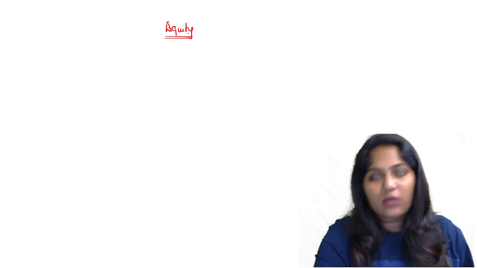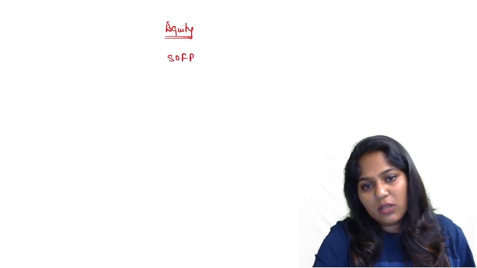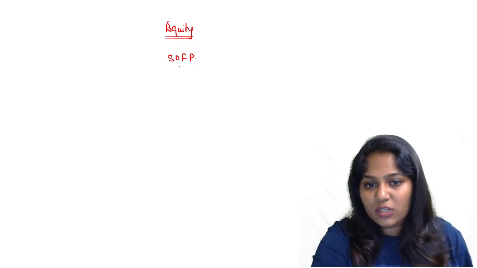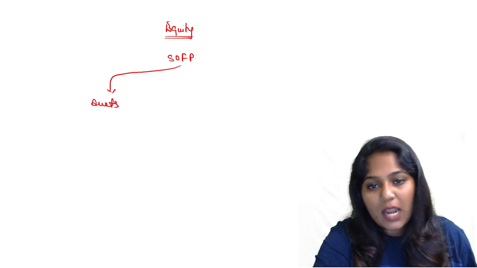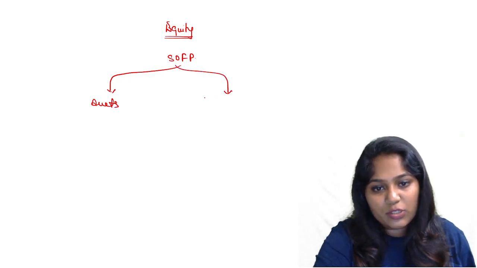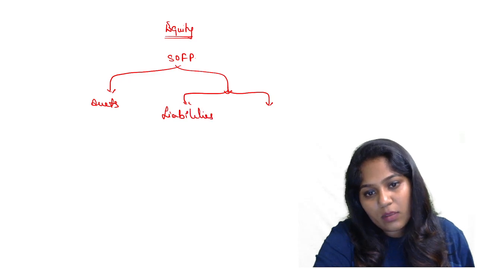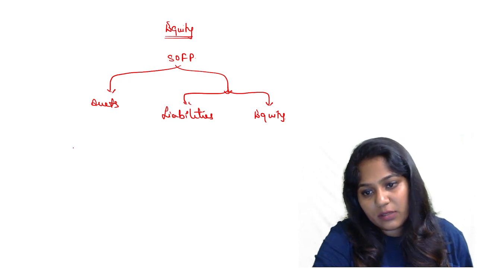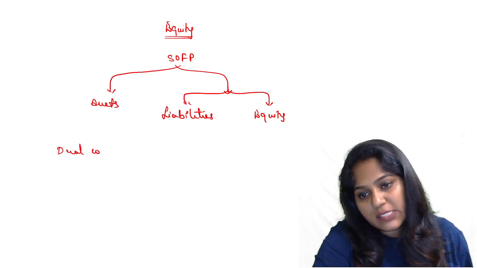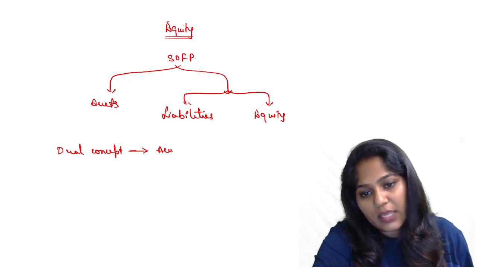Before that, let's go to the statement of financial position. If you've ever seen a statement of financial position, one side is filled with assets, and another side would be filled with two different things. What are those two different things? One is liability, another one is equity. Now we follow the dual concept. When we follow the dual concept, it brings in the understanding of the accounting equation.